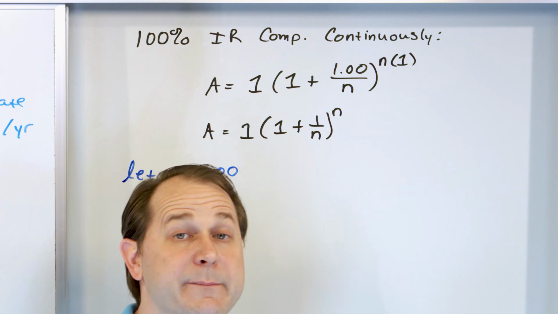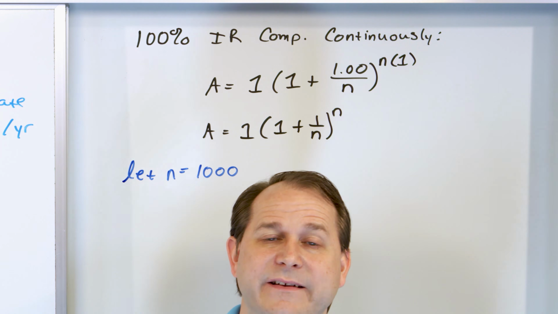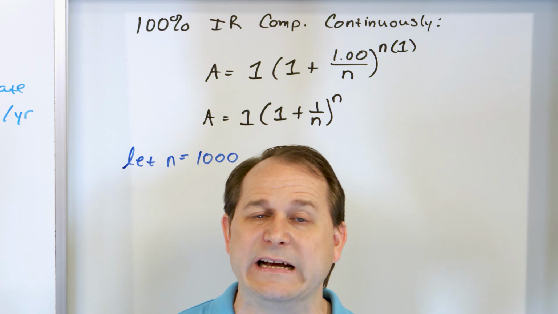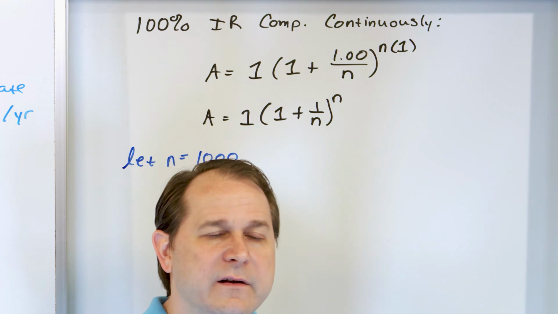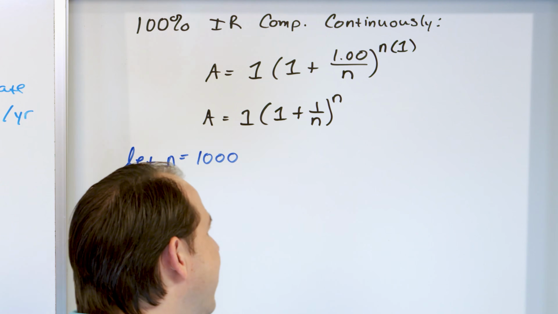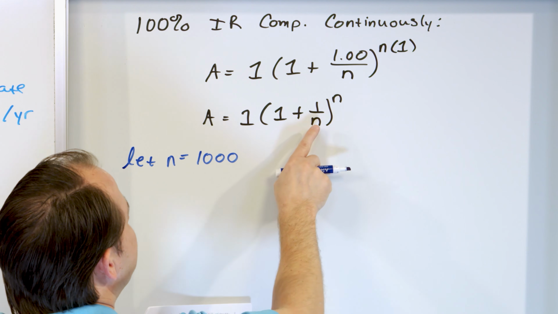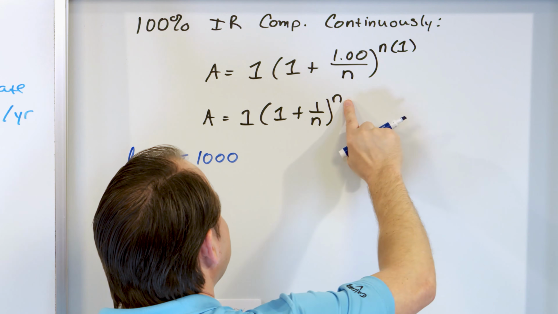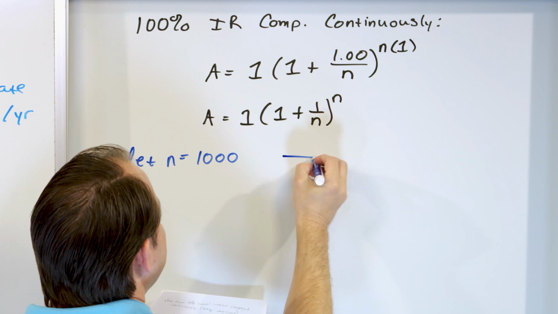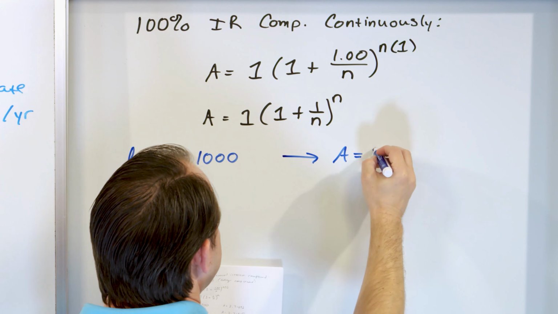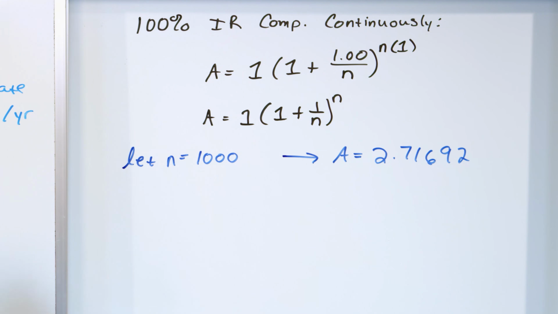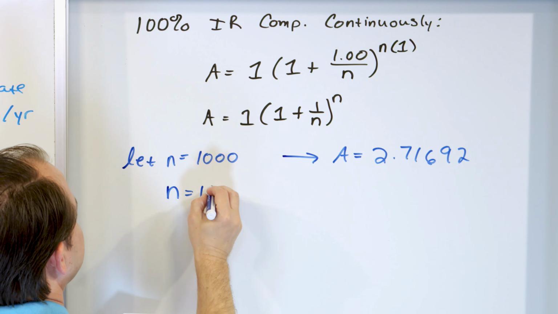So instead of compounding daily, where we have n equal to 365 compounding periods in a year, let's increase it so that n is equal to 1,000. 1,000 slices of a year, that's how many compounding periods I'm going to have in a year. If I put 1,000 here, then it's 1 + 1/1,000 raised to the power of 1,000 times 1. Then the amount of money you get is 2.71692.